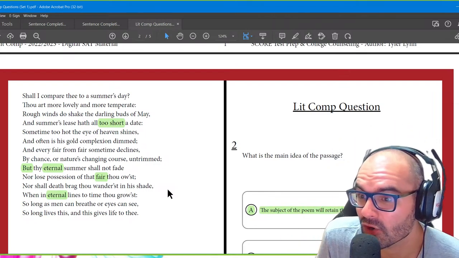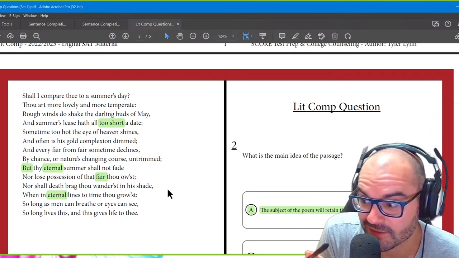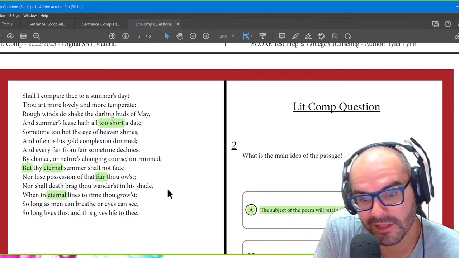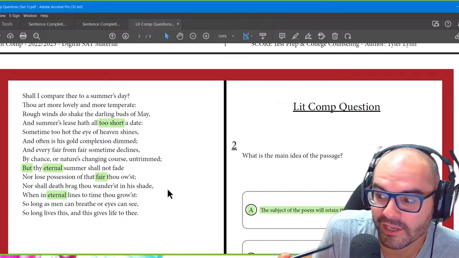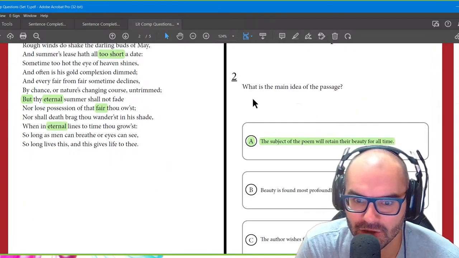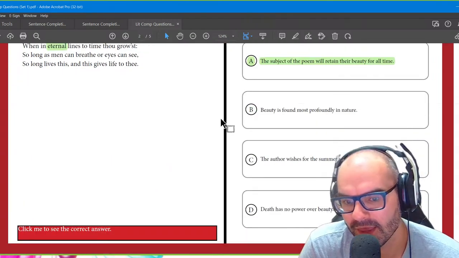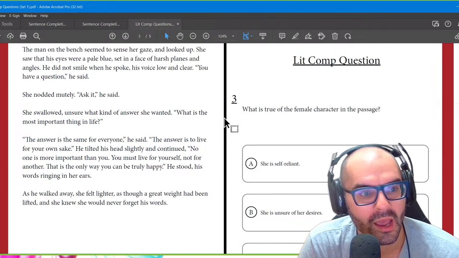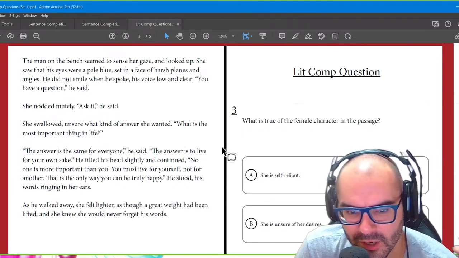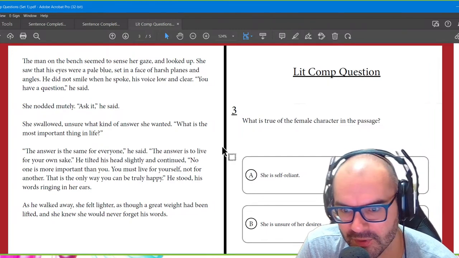If you can't understand all the words, especially if you get something like Shakespeare, some poems are easier to follow because they're more modern. If you get something like this, this is your best approach. Try to simplify, focus on what you can understand, and you'll probably get the main idea without having to work too hard. I know we're getting close to the end of our time, but let's try to finish this one up, and then I'll leave you one more for homework. We only got three more questions here.